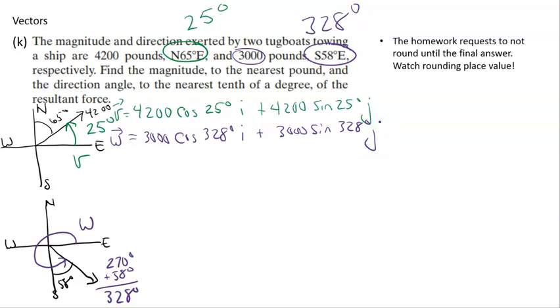Those are my two vectors. I like to line them up vertically because I'm adding them together and I'm getting a resultant vector. I'm just going to call it R.